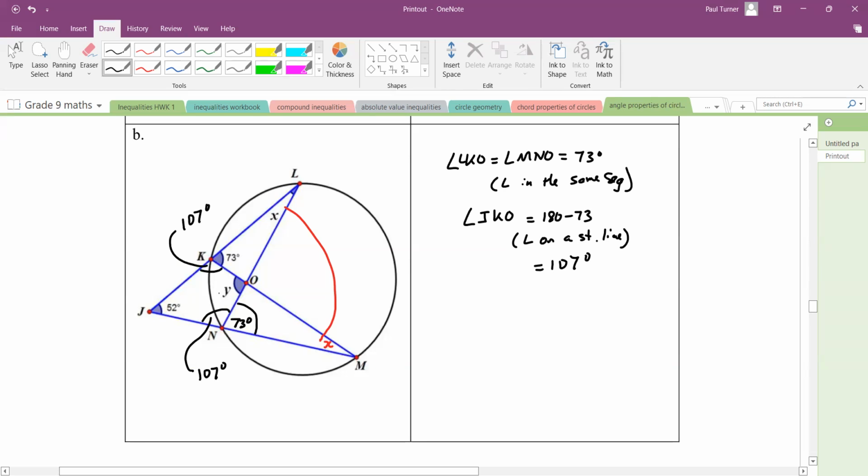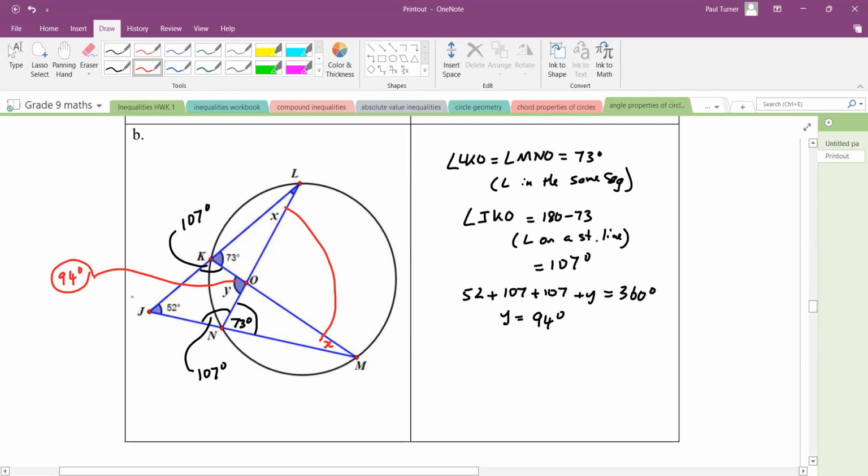So now we need to get Y. And we note that the four angles in a quadrilateral will add to 360. So we would have 52 plus 107 plus 107 plus Y equals 360. So if you rearrange that, you'll calculate Y to be 94 degrees. Okay, so now we have Y. I'll do it in red. So that would be 94 there.